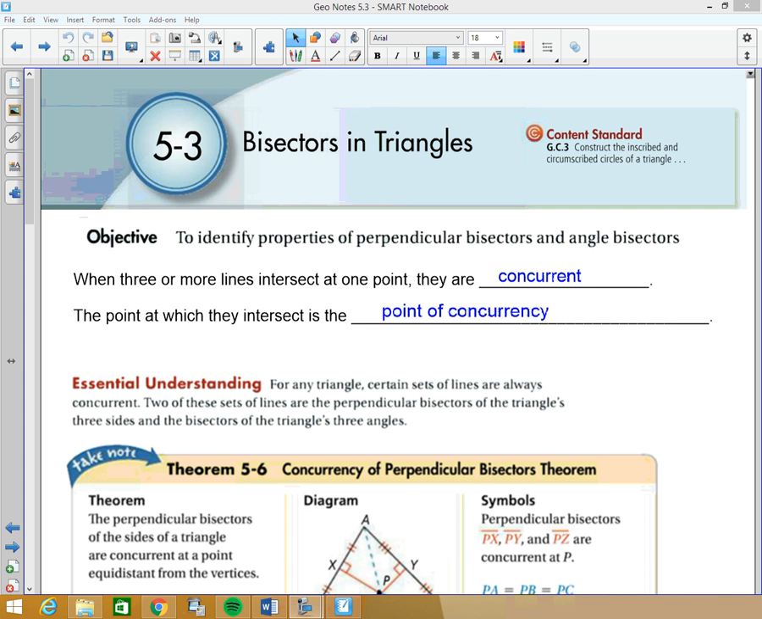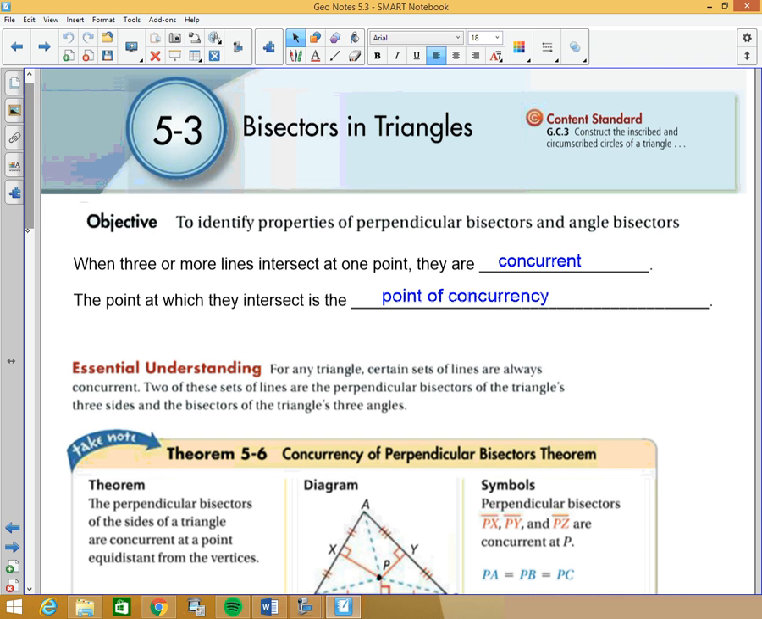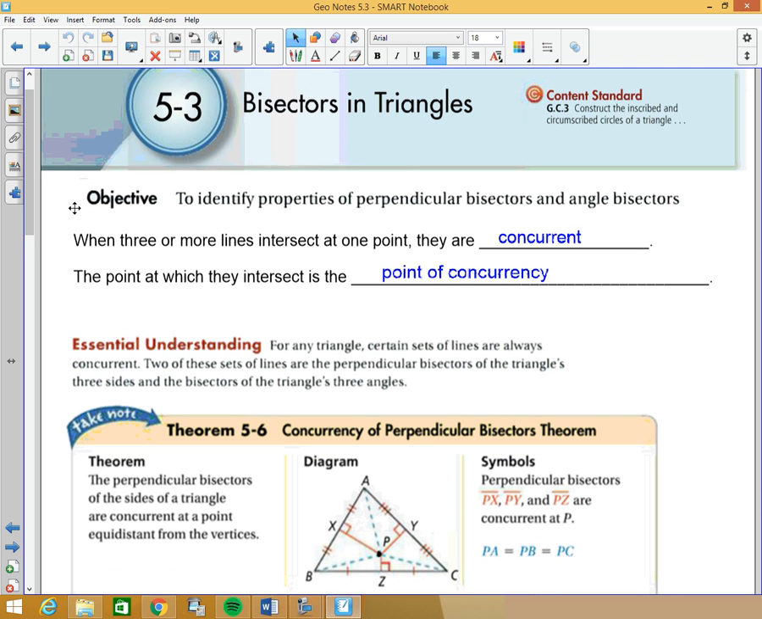Okay, for 5.3, we're going to talk about points of concurrency. So we talked about bisectors, perpendicular bisectors in a triangle, and we talked about angle bisectors in a triangle. So today we're going to talk about what happens when those bisectors actually meet together.